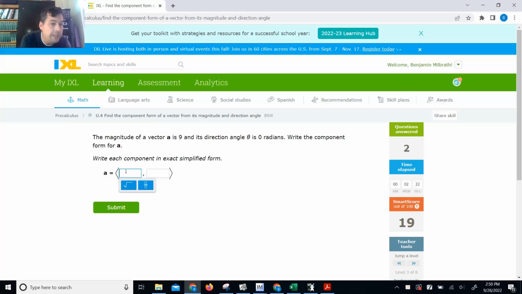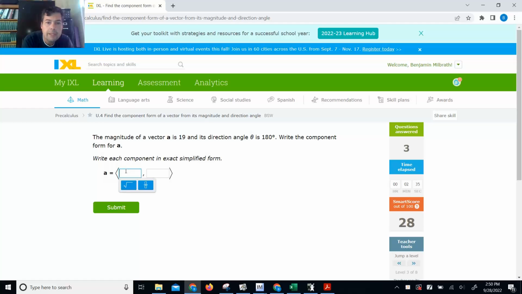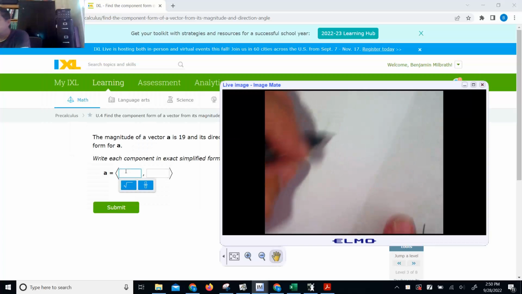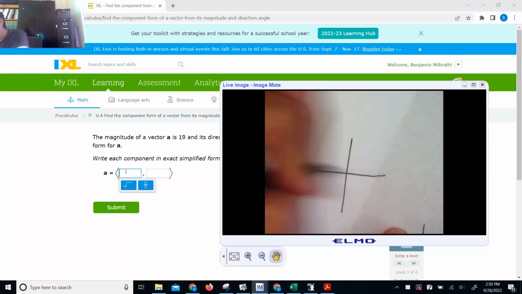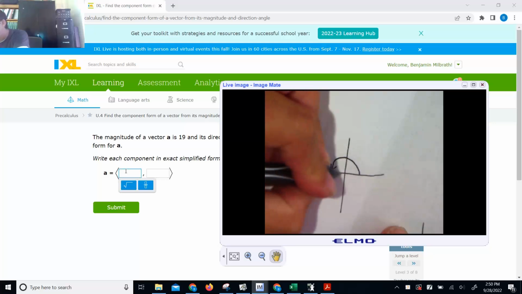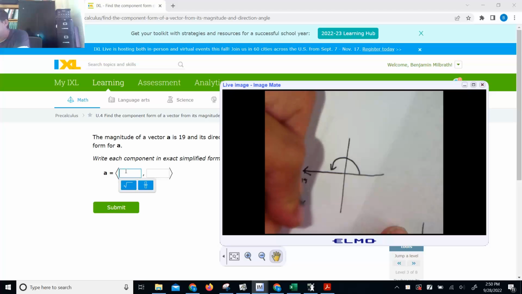The angle is 0 radians. 0 radians is still no rotation. So the magnitude is 9. We'll run 9 units on the x-axis, and we will not run up. Excellent day. Here we have a 180-degree angle. I know you know what's going on, but just in case you don't, a 180-degree angle is going to rotate all the way to the negative x-axis. And this thing has a magnitude of 19, so it's going to go out 19 units when it stops. So negative 19, 0.